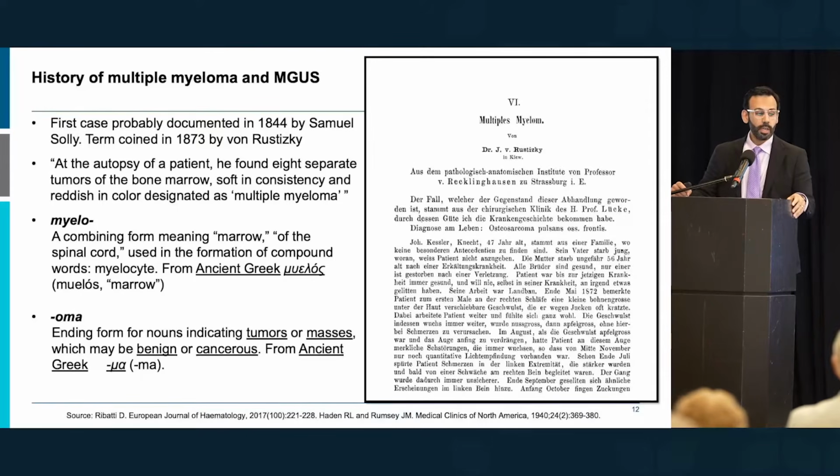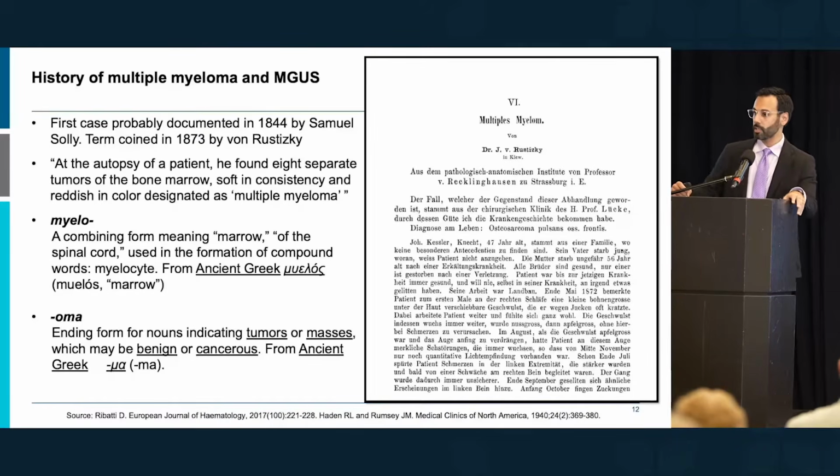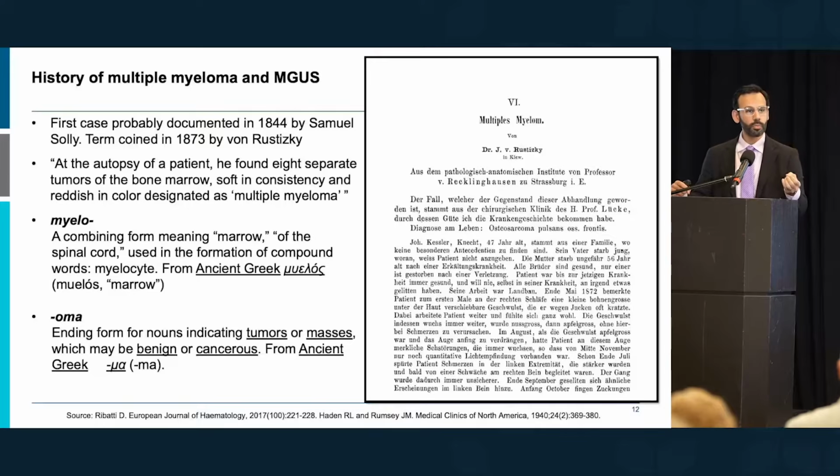But the first documented case that we have is from the 1840s, from an English physician, Sam Solly. And the term multiple myeloma was coined by Dr. von Rostizky in the 1870s, and he described a patient who had severe fractures. On autopsy, he then found that there were these large tumors in the bone marrow. And so he described purely what he saw then anatomically.